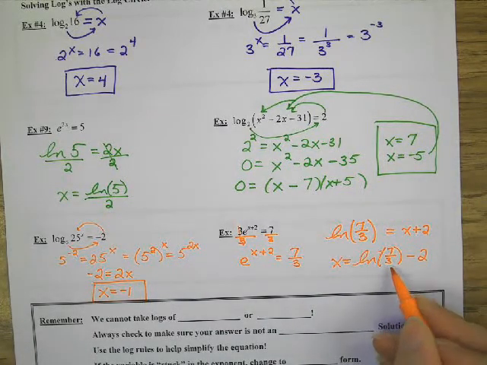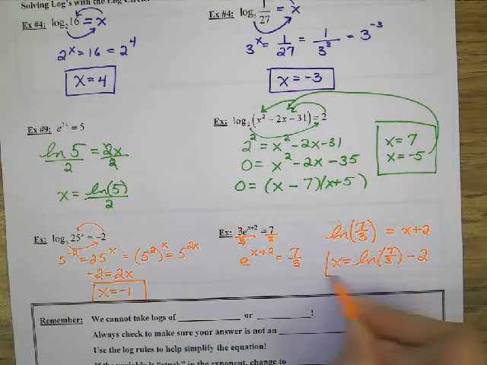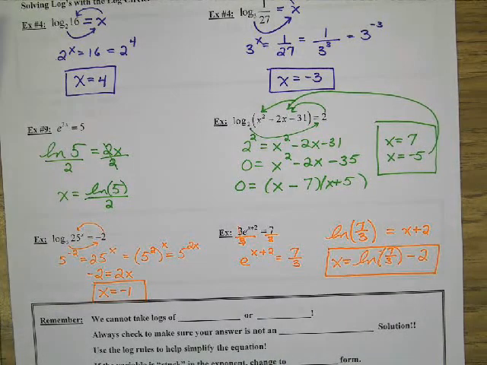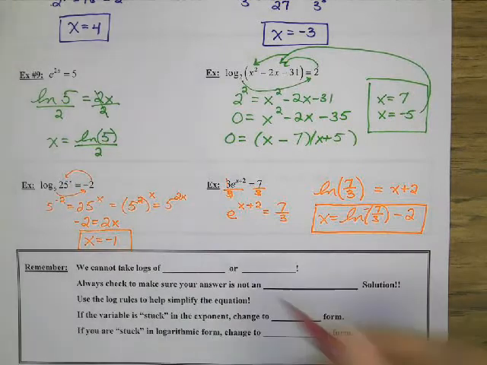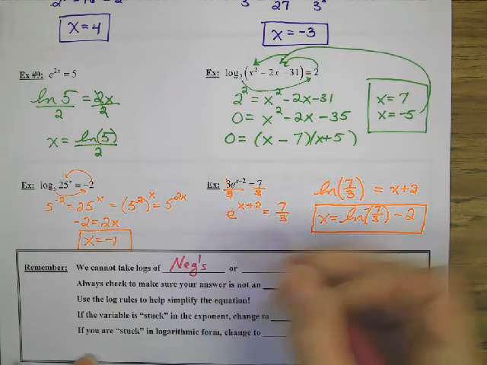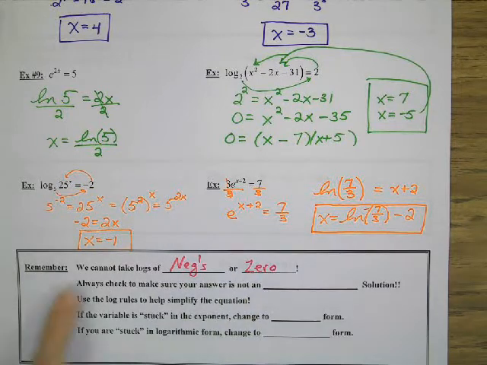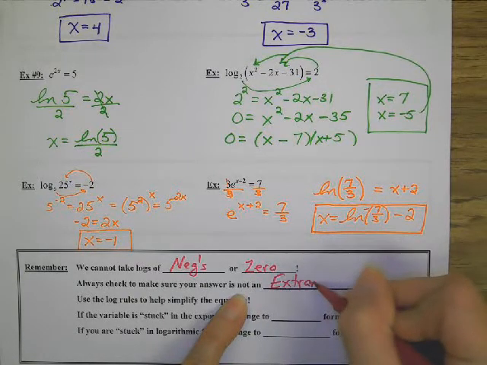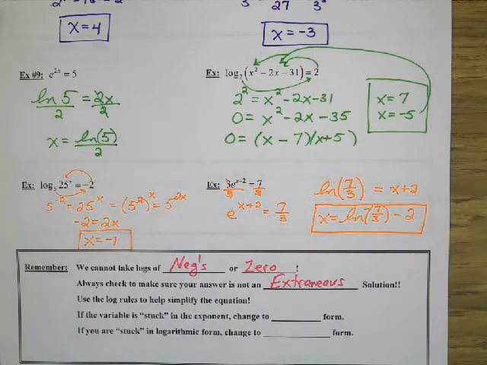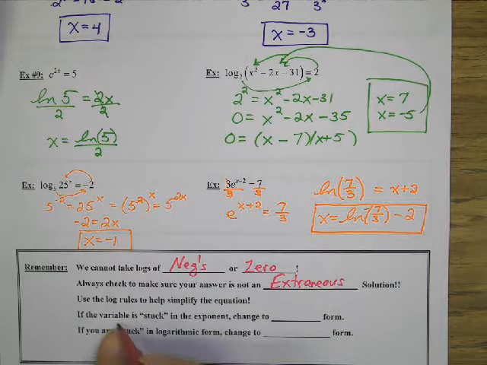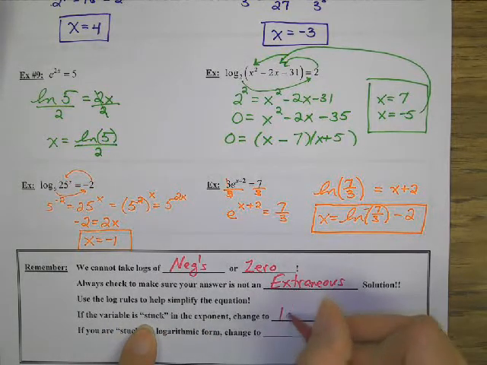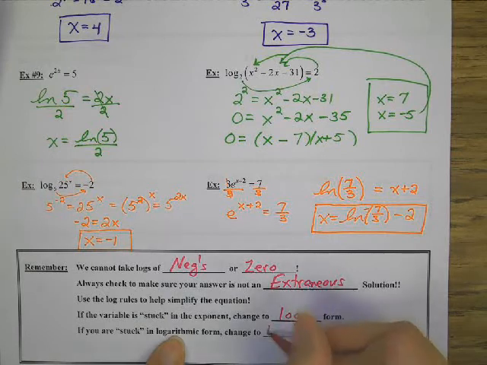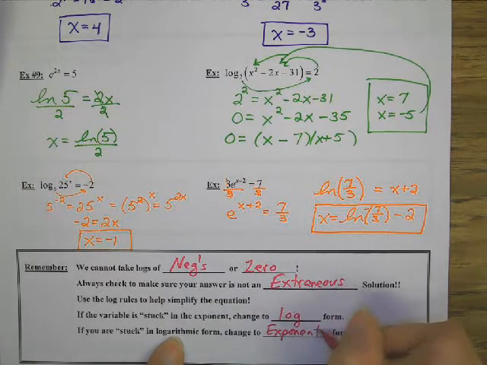Whenever you're doing your logs, there's a couple of rules you have to make sure that you follow. Remember, we cannot take logs of negatives or 0. So you should always check to make sure your answer is not an extraneous solution by plugging it into the original equation. Use your log rules to help you simplify. If the variable is stuck in the exponent, change it to log form. If you're stuck in log form, change it to exponent form. And how do you do that? You use the log circle, which I hope you got really good at yesterday.